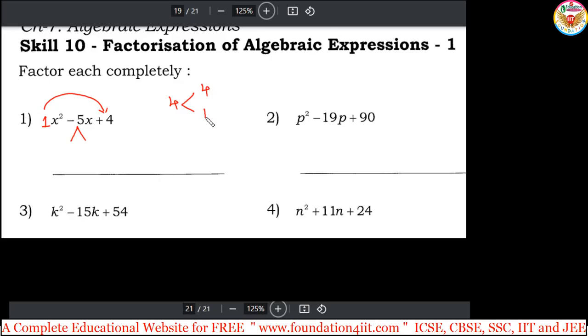So 4 times 1 is 4, but 4 plus 1 is 5. We need minus 5. So what should you do? Minus 4 and minus 1. Minus 4 into minus 1 is 4, and minus 4 minus 1 is minus 5. So minus 5x, I am splitting like minus 4x minus 1x.